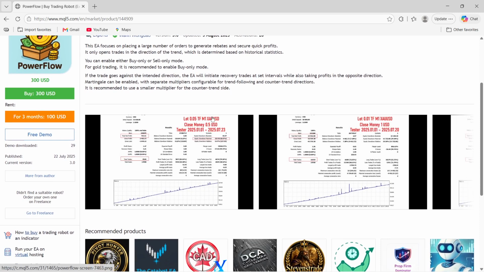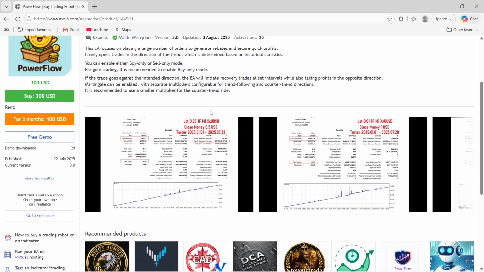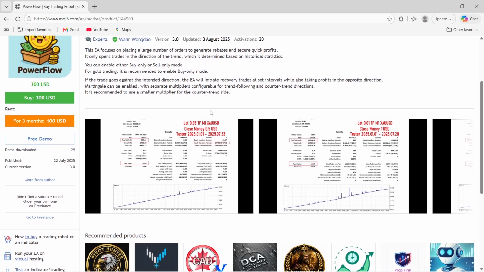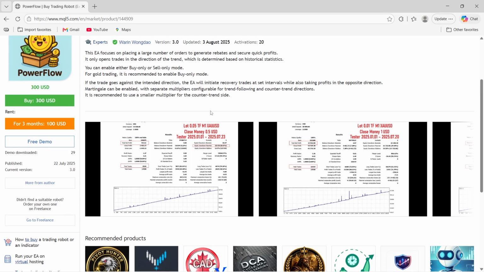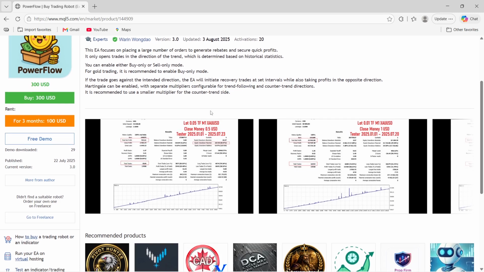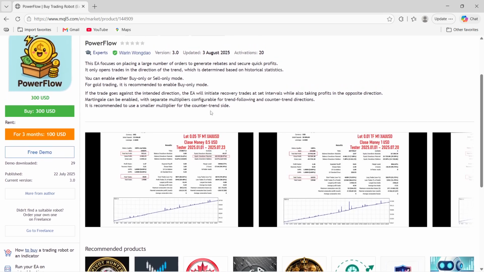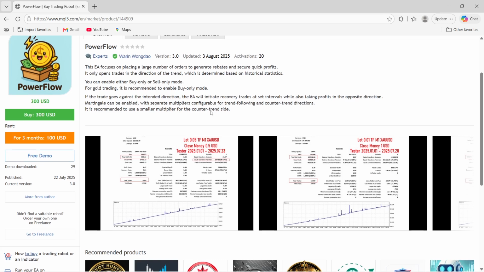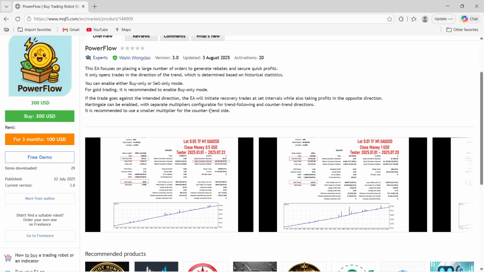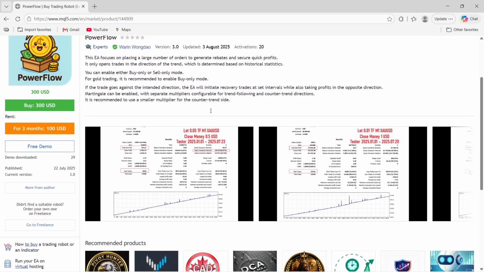Okay, so for the features, we've already discussed that. We basically have the buy only and sell only modes, giving you a directional control, which is pretty handy if you have a preference on something like gold. The martingale with separate multipliers is marketed as flexible risk control. Trading hours filter is highlighted so you can stay out of choppy or news heavy times. Telegram allows for monitoring, and of course the whole high order volume rebate focus.